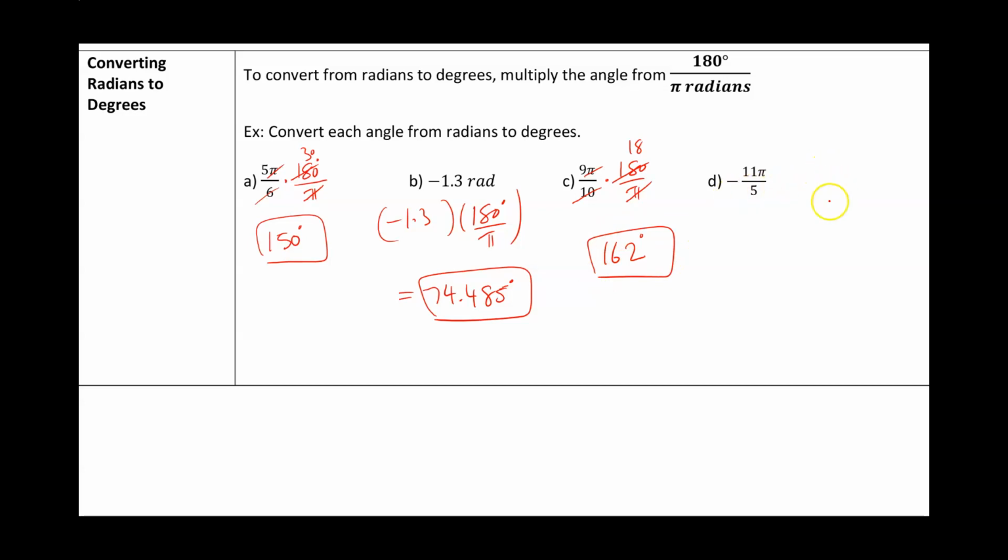Lastly, we have negative 11 pi over 5. We're going to multiply this by 180 over pi. So the pi's cross cancel. And then you can just, in your calculator, take negative 11 over 5 and multiply that by 180. And then this will give you negative 396 degrees.